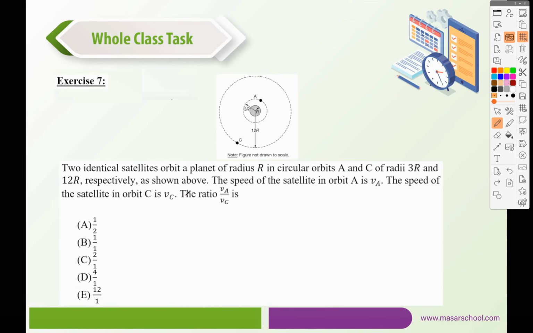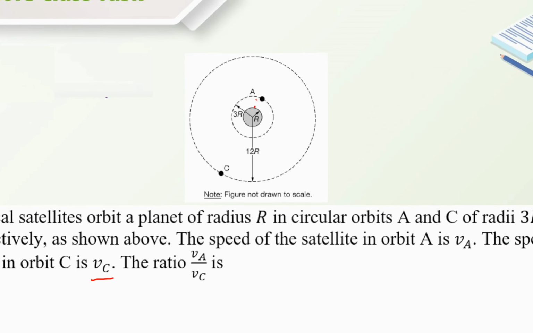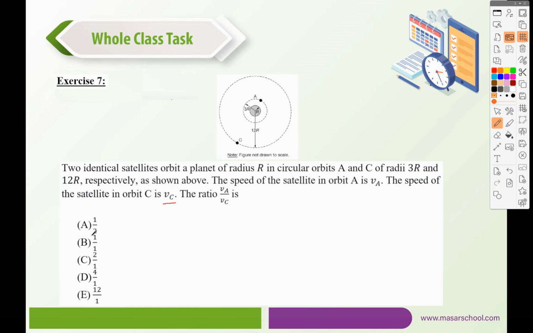Two identical satellites, again the same given. The speed of the satellite in orbit A is VA, and for C it's VC. We need to determine the ratio of VA over VC. We can directly eliminate potential answers that are wrong. Now A is closer to the planet, which means VA is greater than VC, which means VA over VC should be greater than 1. We can directly eliminate A. B, they are not equal, so we're left with C, D, and E.